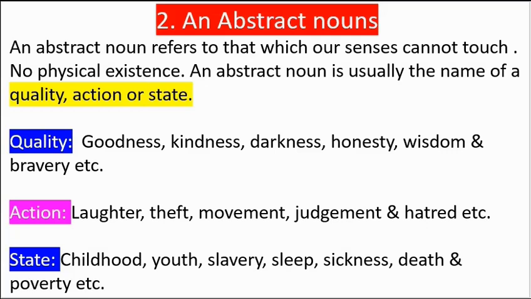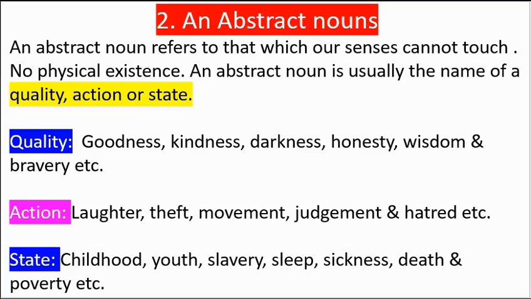Quality: you can take examples like goodness, kindness, darkness, honesty, wisdom and bravery, etc. Action: laughter, some kind of movements like action, laughter, theft, movement, judgment and hatred. This kind of action we also say is an abstract noun. And the third one is state, the particular state of a situation.